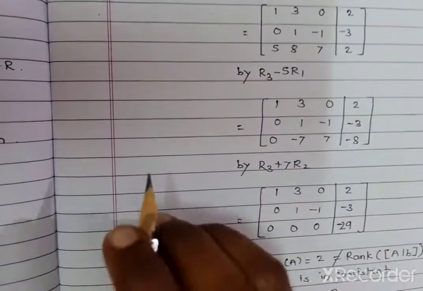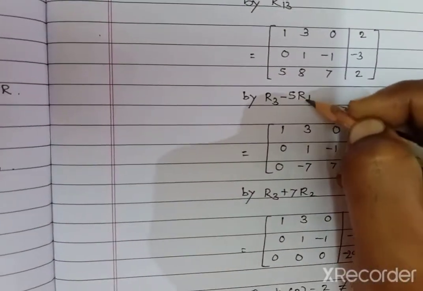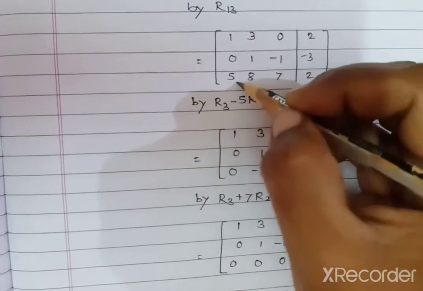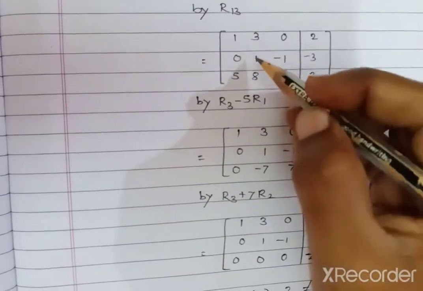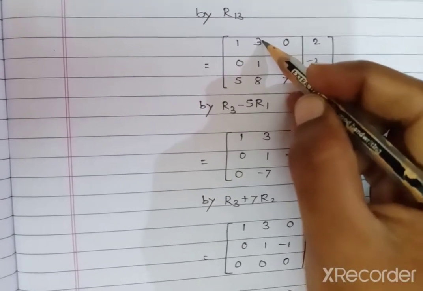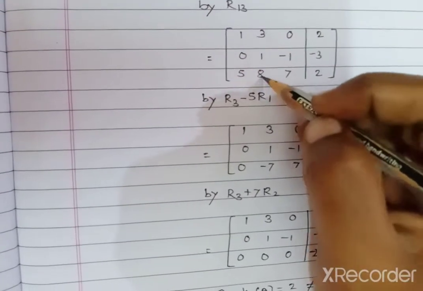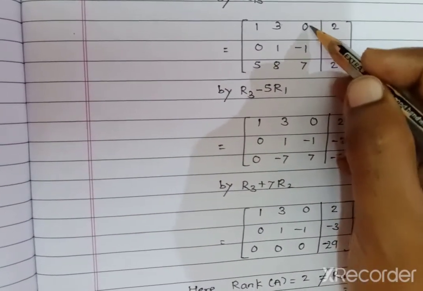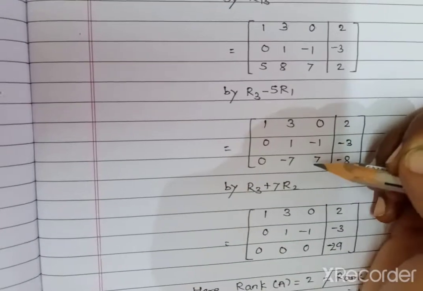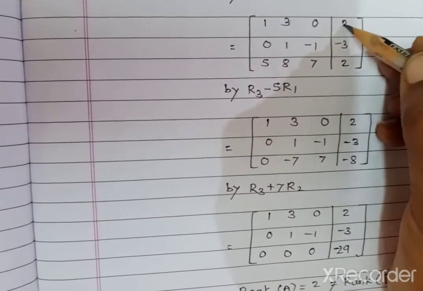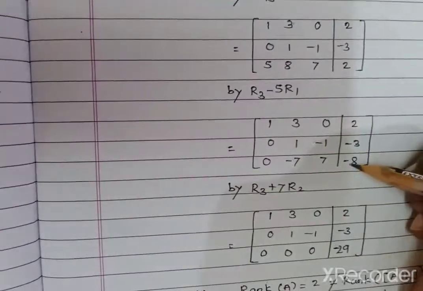The first and second rows we write as they are. Minus 5 into R1: minus 5 into 1 is minus 5, minus 5 plus 5 is 0. Minus 5 into 3 is minus 15, minus 15 plus 8 is minus 7. Next, minus 5 into 0 is 0, 0 plus 7 is 7. Next, minus 5 into 2 is minus 10, minus 10 plus 2 is minus 8.